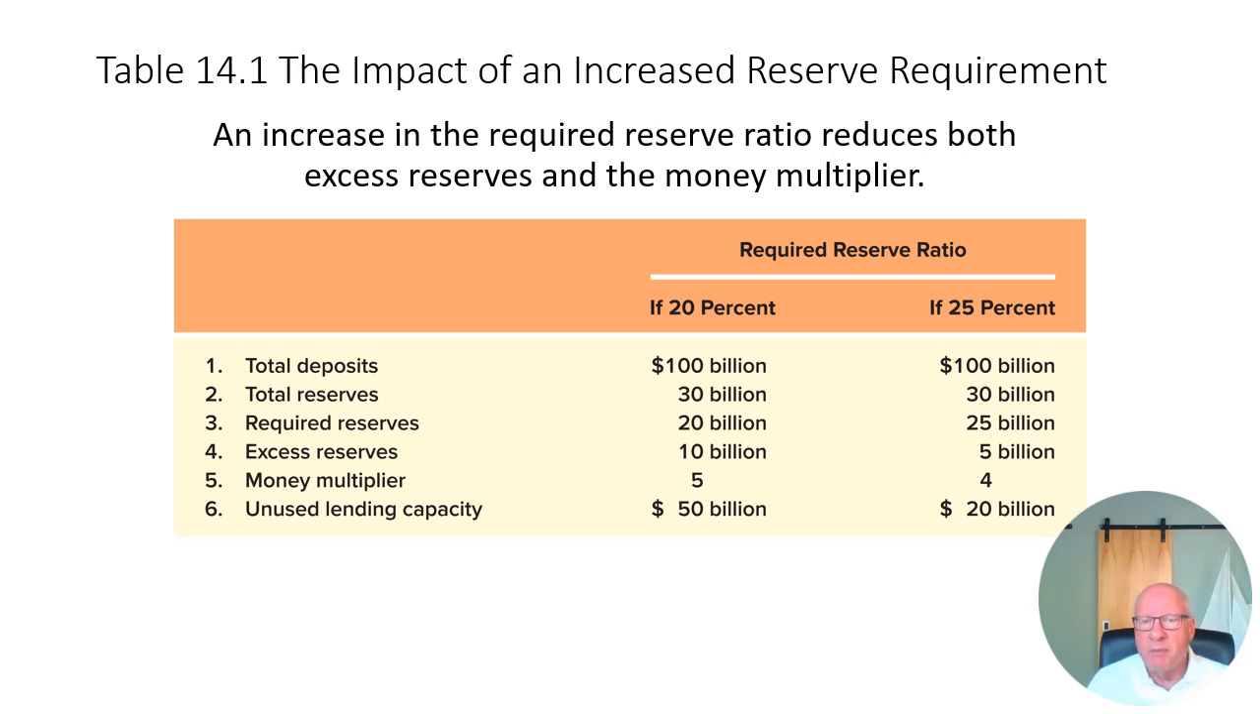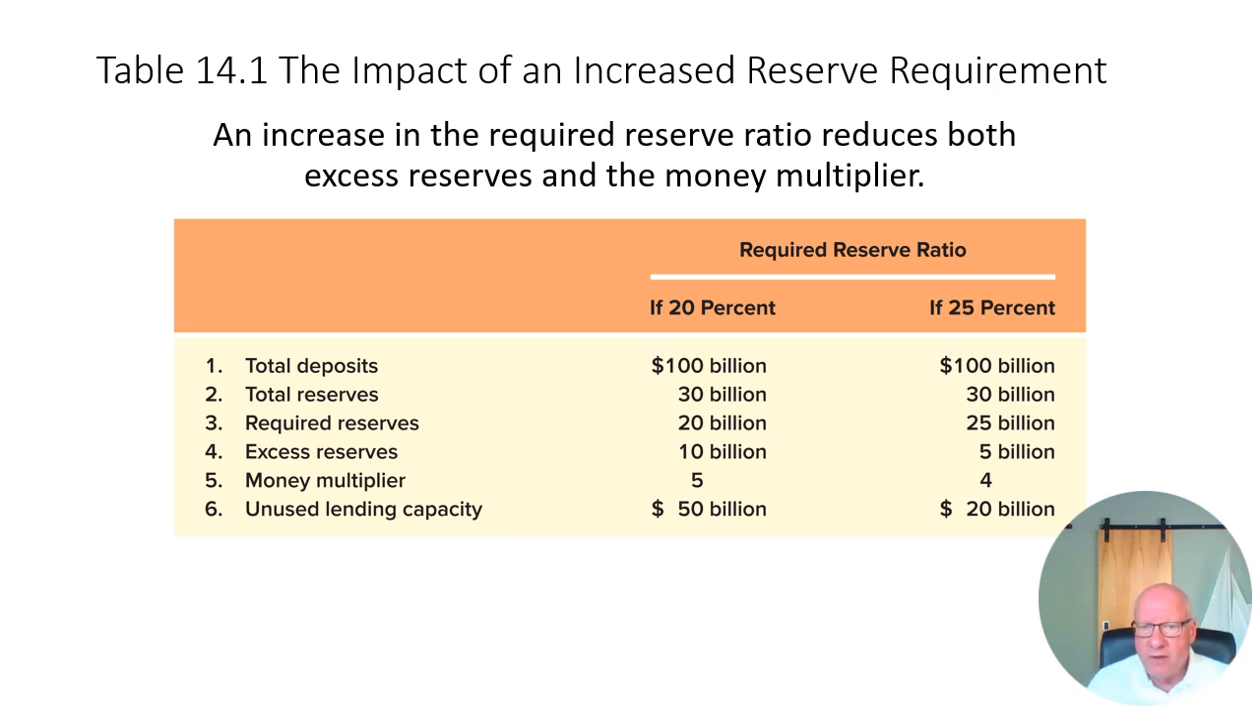And then when you take a look at the money multiplier, in a world of 20% reserve requirements, the money multiplier is 5, 1 divided by 0.20, whereas in a 25% world, it's only 4, because 1 divided by 0.25 is only 4. So if you took this 10 billion times 5, that gives you the unused lending capacity from the formula on the previous slide. So this bank could lend out 50 billion. This bank could only lend out 20 billion because you would have what? 5 billion of excess reserves times 4 would give you 20.